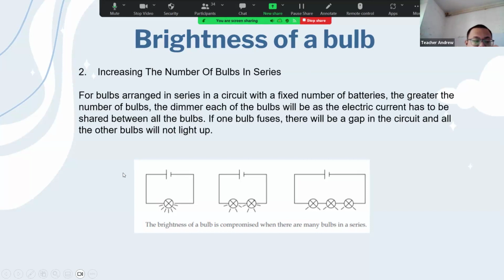All right, so if one bulb fuses, there will be a gap in the circuit, and all the other bulbs won't light up. So the keyword here is shared between the bulbs. And if one bulb fuses, there will be a gap in the circuit, and all other bulbs will not light up, because it will become an incomplete circuit. In a circuit that's not complete, current cannot flow through.